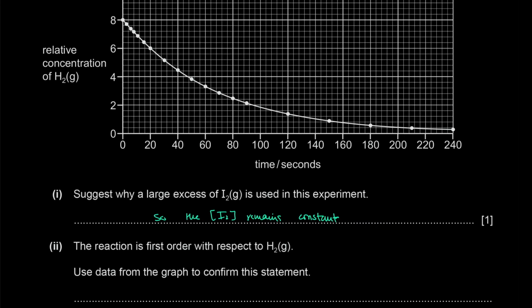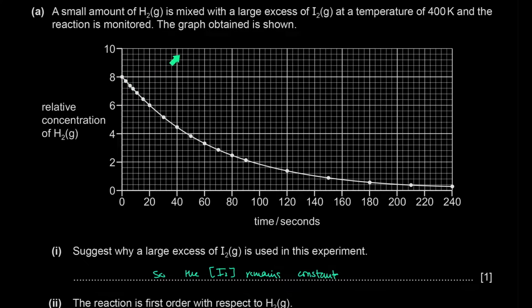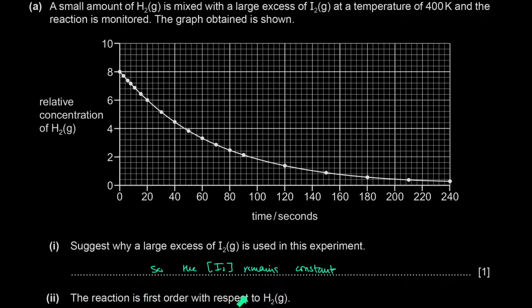The reaction is first order with respect to hydrogen gas. Use data from the graph to confirm this statement. All right. So if you have a first order reaction with respect to a particular reactant, what property does its half-life have? It has a constant half-life, right? So for example, over here, the starting relative concentration of hydrogen is 8. Let's see the amount of time it took to go from a concentration of 8 to a concentration of 4. It took us roughly 44 seconds or 48 seconds over here.